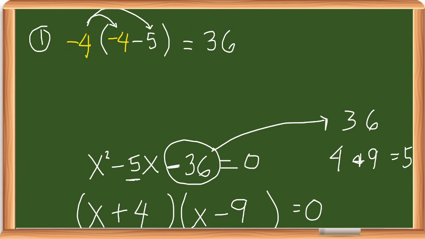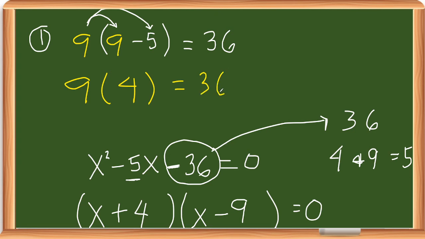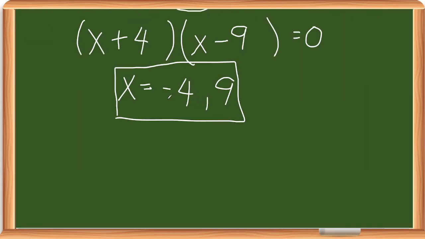Ito, gagawin na nating 9. Positive 9 na to. Ito na yung magiging x value ng x, as well as this one, gawin nating positive 9. Okay, magiging 9 na yan. So, that is 9 times 9 minus 5 is 4. Is it equal to 36? As you can see, 9 times 4 is equal to 36. And 36 is equal to 36. So, that means your solution that x is equal to negative 4 and 9 is correct. Okay? So, let's have another example here.